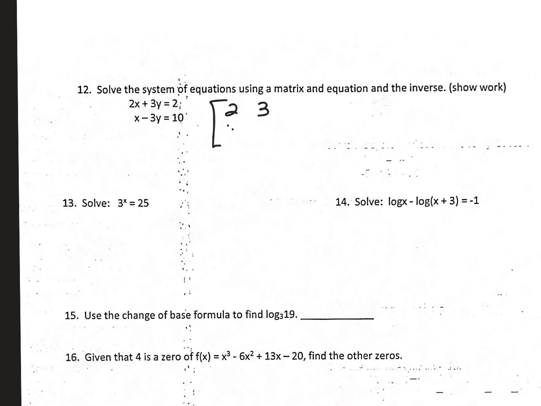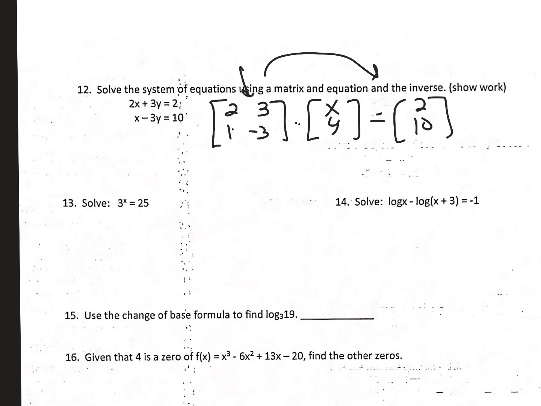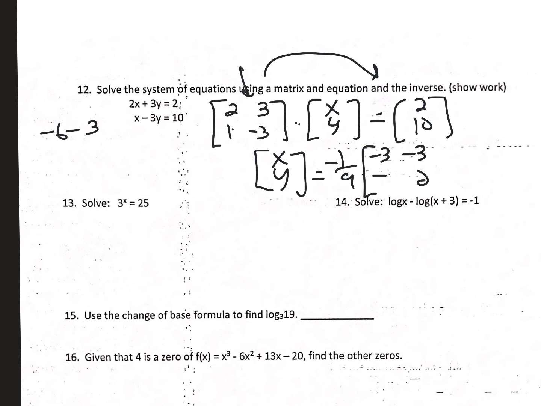Put your coefficients in one matrix, times put your variables in the next matrix, and then, as some of y'all say, put your answers in the other matrix. Now what I gotta do is take the inverse of this one and move it over to the other side. So I'm gonna find the inverse just like I just did. Multiply, get -6, multiply, get 3, subtract, flip, put it in the front. So I'm gonna have this, I'm gonna have xy equals -1/9. Switch the first and the fourth, change signs on the other two.